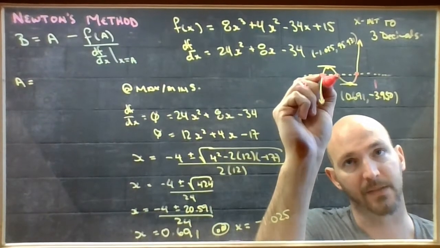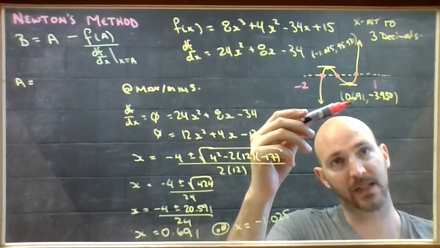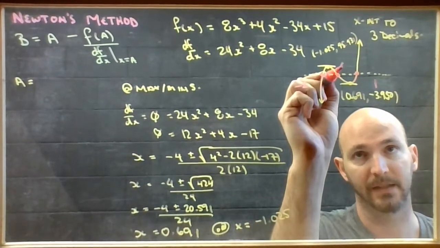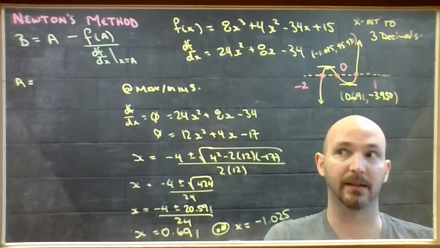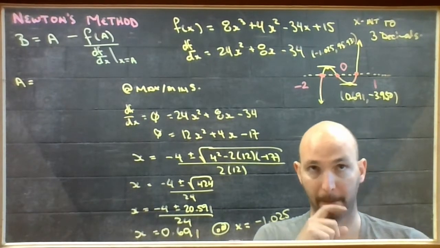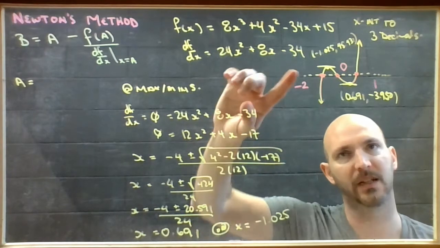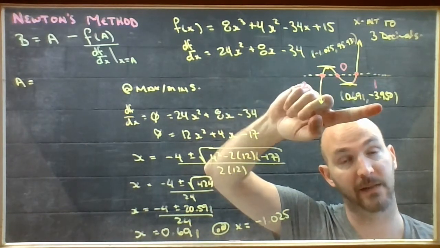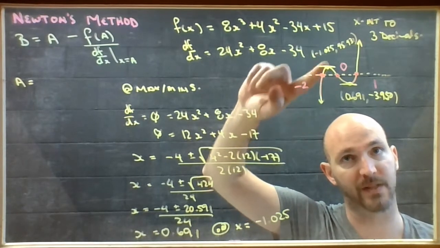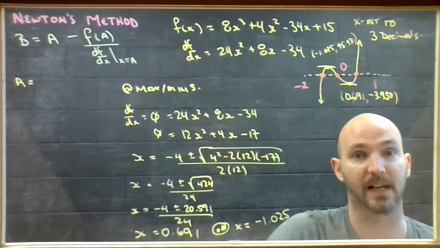This third x-intercept is somewhere between 0.691 and negative 1.025. So I'm going to guess 0. And that'll do. So we're going to have to do this 3 times. Just to be clear, notice that this y value is negative, and this one is positive. So in order for it to do this, it has to cross the x-axis 3 times.